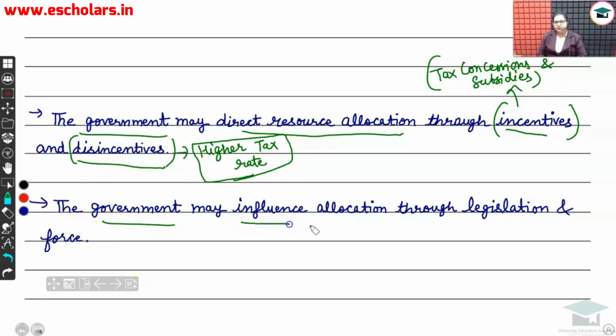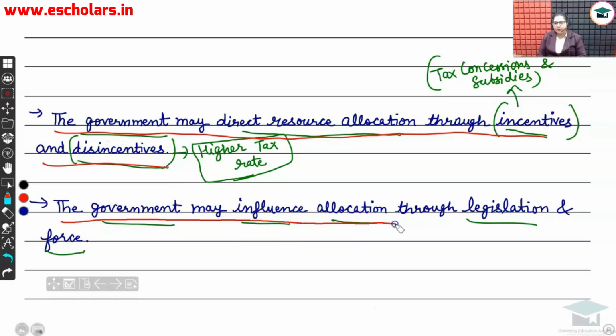Also, the government may influence allocation of resources through legislation and force, that is, through the legal system. The government will lead to proper allocation of resources. For example, the sellers of alcoholic products are allowed to sell them only when they have a license. So before selling the alcoholic products, they have to take the license, that is, a written permission from the government. So let's recall it till now. The government may direct resource allocation through incentives and disincentives. The government may influence allocation through legislation and force.